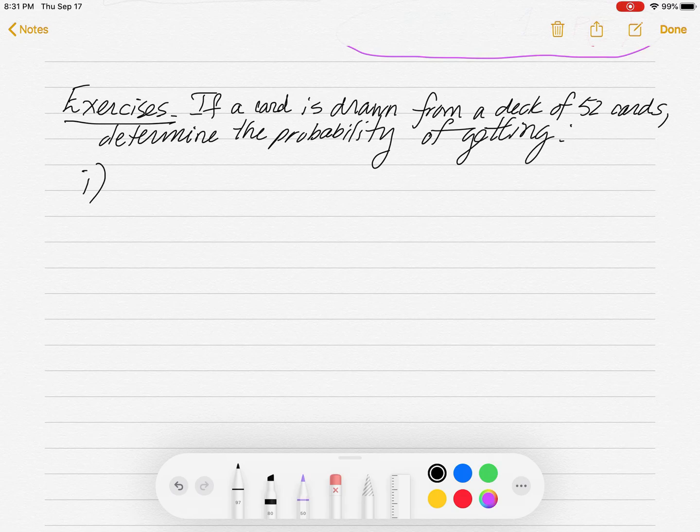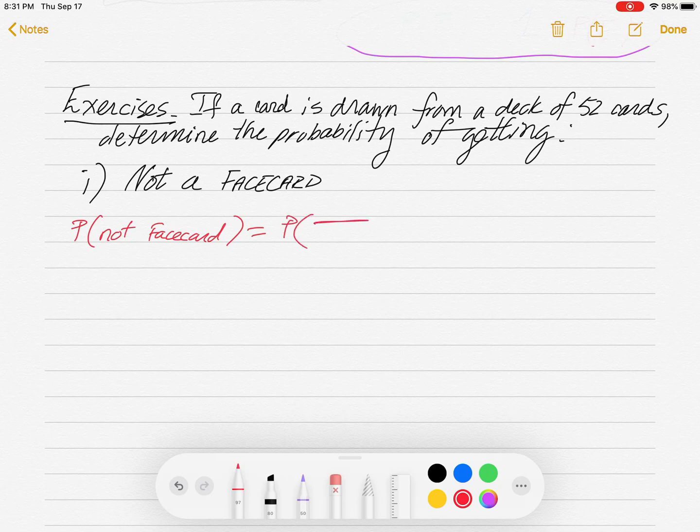All right, number 1 here. Not a face card. So probability of not a face card. I'll write that as the probability of face card with a bar over top of it. That's called probability of the complement of a face card. So probability of not a face card. So if we're using that complement formula, we have this is what, 1 minus the probability of actually getting a face card.